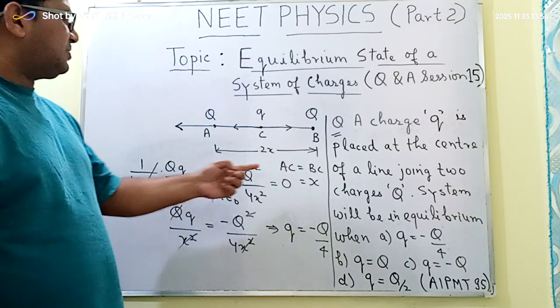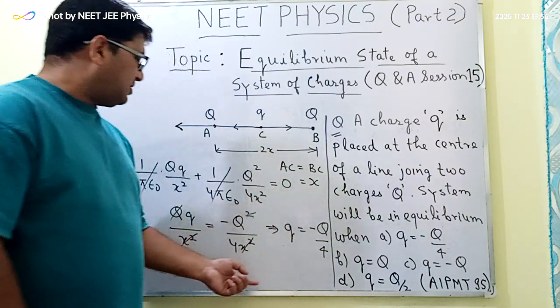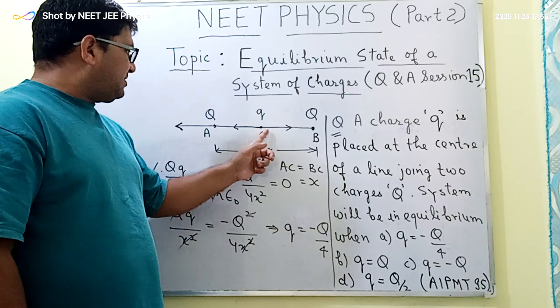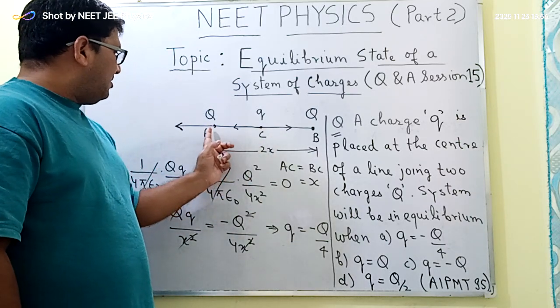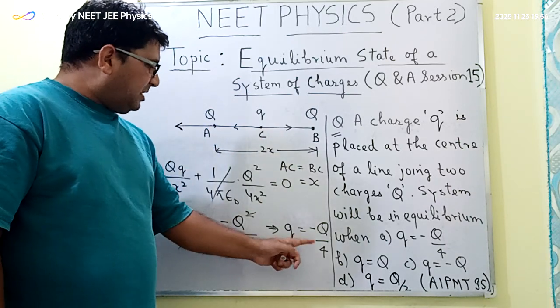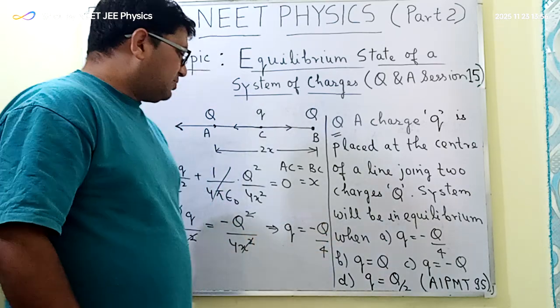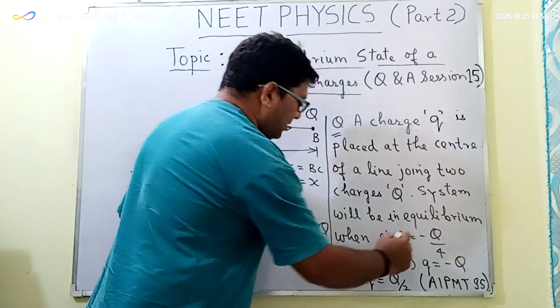So this system of charges will be in a state of equilibrium when this small q, which is placed at the center of the line joining A and B, is equal to minus capital Q upon 4. So the correct option here is A.